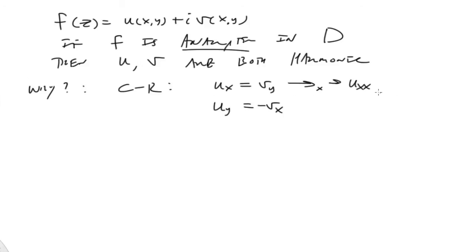So I can take this second derivative here, and that equals v_yx. Now I take the y derivative, so that becomes u_yy equals negative v_xy.